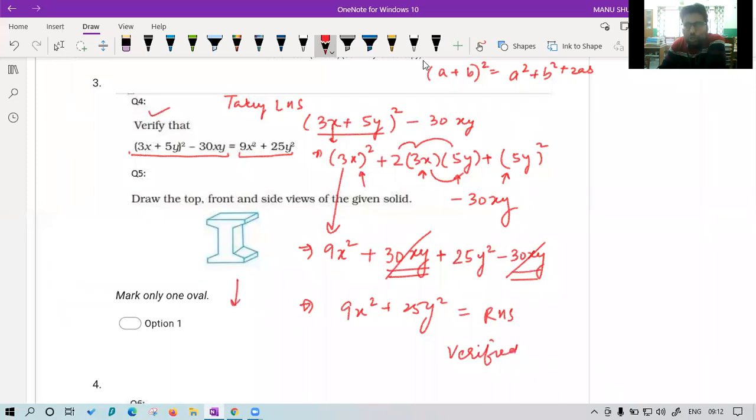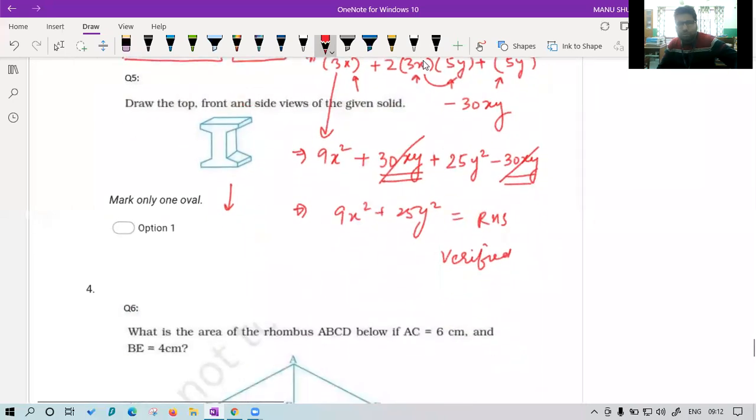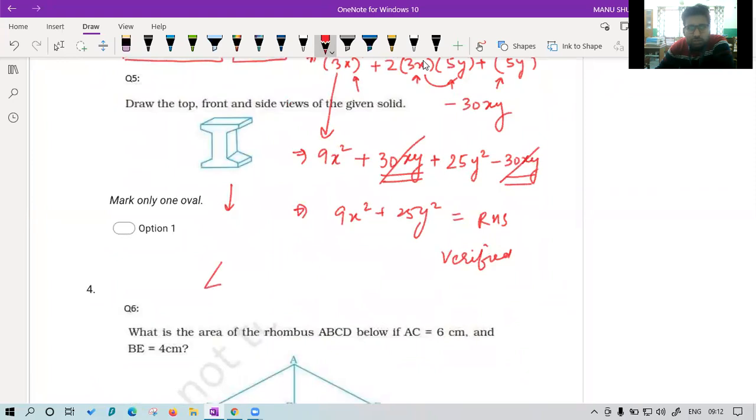Then we have this top, front and side view. Just see it from the top. It will look like something like this. So class, something like this we will get from the top view. From the front view, what will we get? Only this face. If you see properly, you will get only this face from the front. Are you getting this point, class?